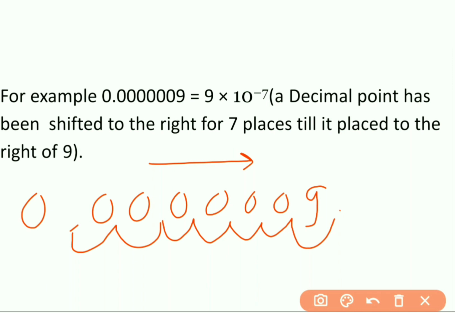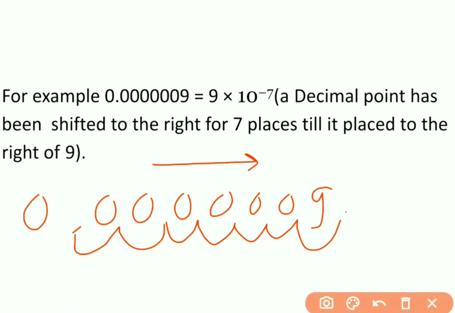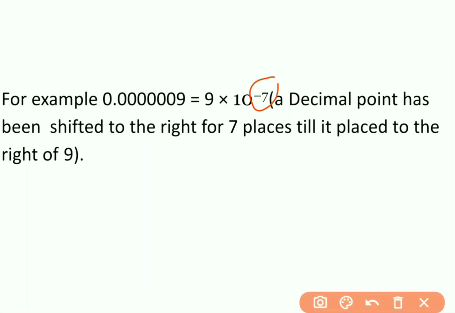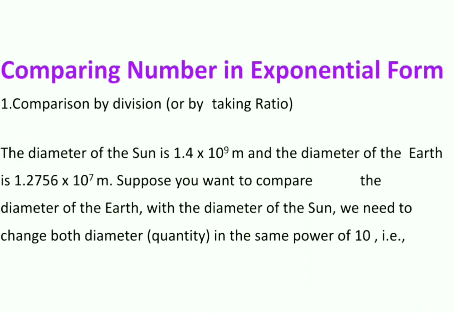After shifting the decimal point for 7 places, we get a decimal number between 1.0 and 10.0, which is the necessary condition for standard form. We get the standard form of this number as 9 into 10 raised to the power minus 7. Student, as you will see that decimal point has been shifted to the right for 7 places. So in the exponent, we get minus 7. So we obtain negative exponent when decimal point is shifted to the right.